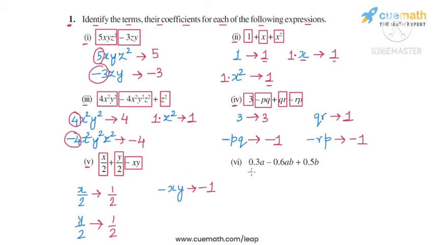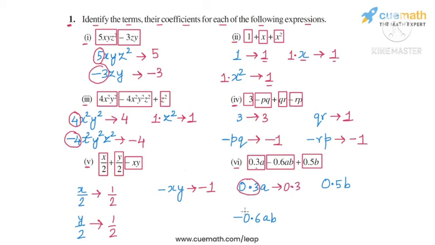And finally coming to the sixth expression, 0.3a minus 0.6ab plus 0.5b. The three terms in this expression are 0.3a, minus 0.6ab and then 0.5b. So these are the three terms. Let's write these three terms. 0.3a, minus 0.6ab and then 0.5b are the three terms in this expression. And what about their coefficients? So for 0.3a it will be 0.3.